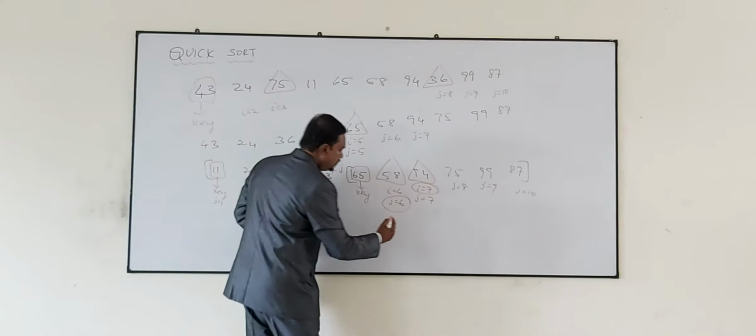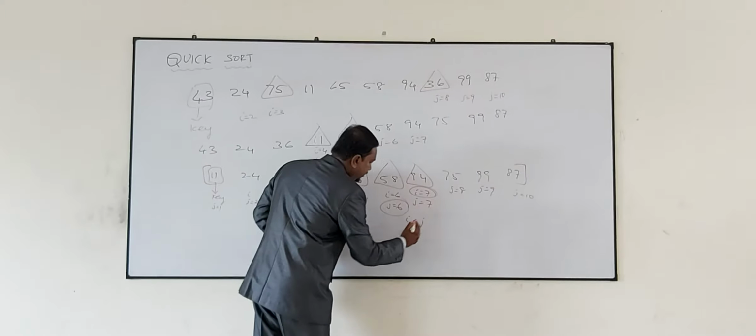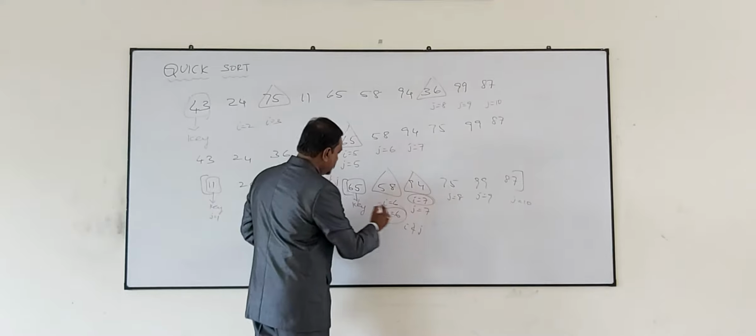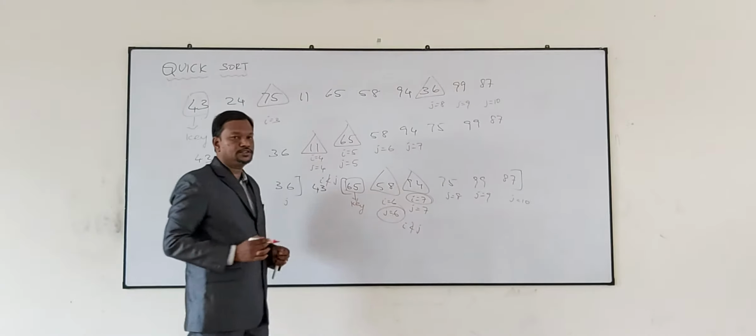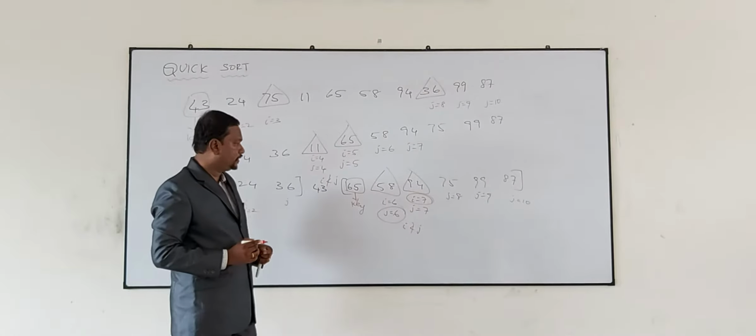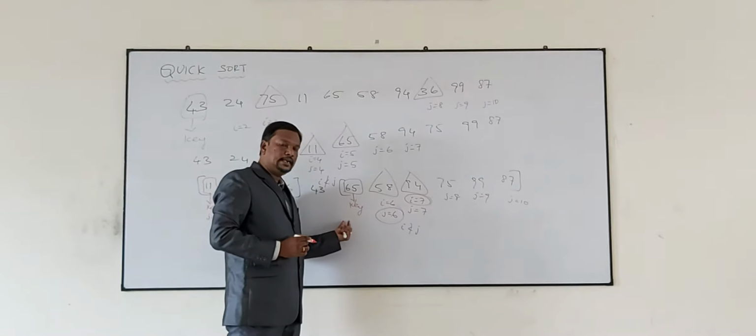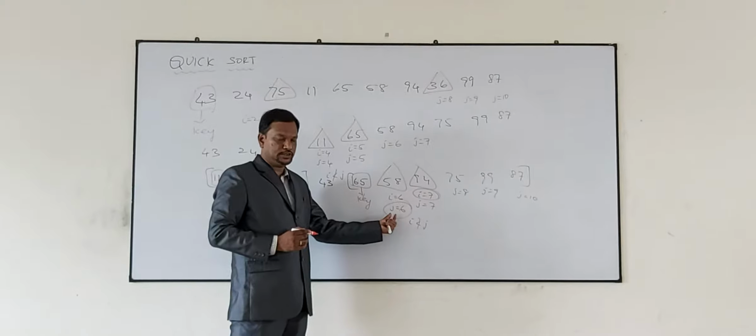By our rule, I has overlapped j. So again we will do the partition. The key element will reach its own position. So we should interchange the key element and the jth position element.